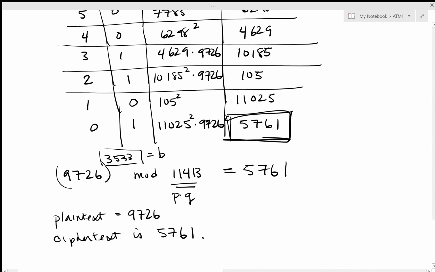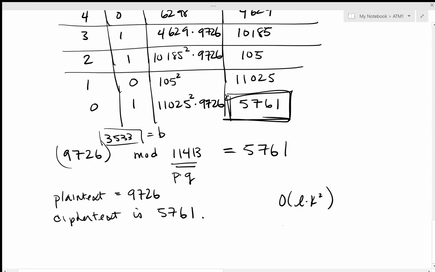Okay, so that is the way to keep the operation count for doing this to O of L times K squared, which is bounded above by O of log N cubed. So that is the computational complexity for encryption. Okay, so that is an important implementation detail of RSA.